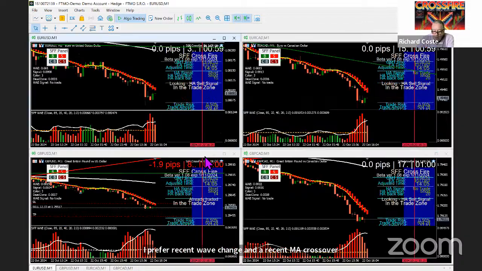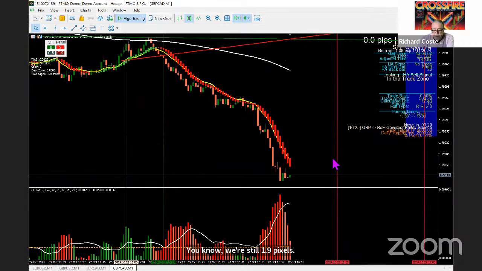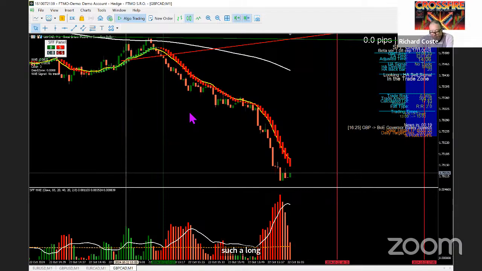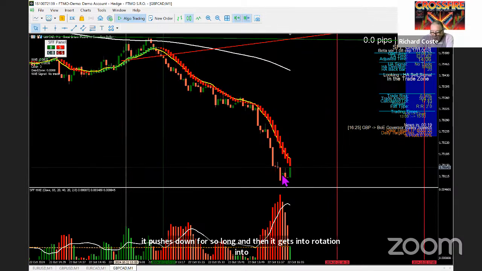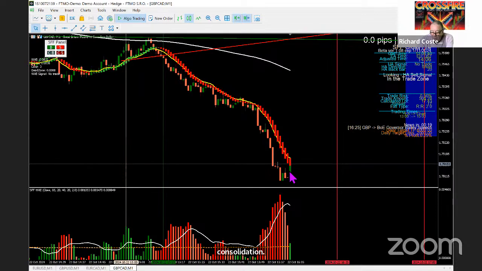Let's go back to see. Yeah, we're still 1.9 pips down there. And this is very similar. We haven't had an MA crossover for a long time. The wave changed there to red and it's still red. I prefer not to have such a long red wave pattern. I'd like to see a recent wave change. And you can see this is why, because it pushes down for so long and then it gets into rotation, into consolidation. So if I got into that for a sell, I'd be stuck in a not so good trade.